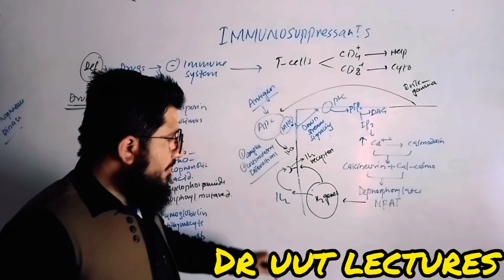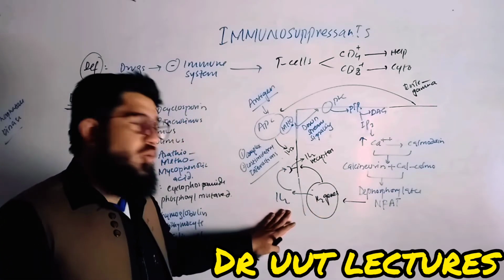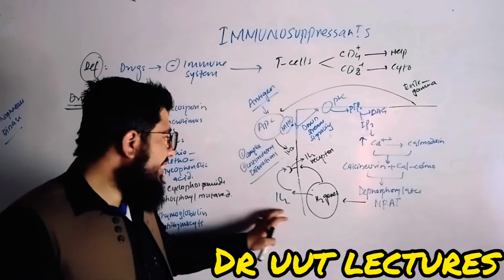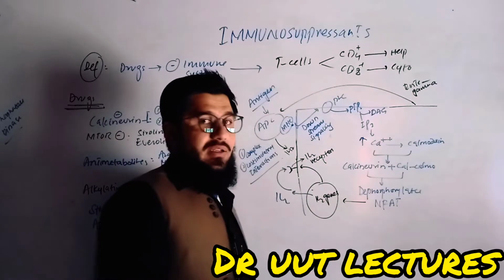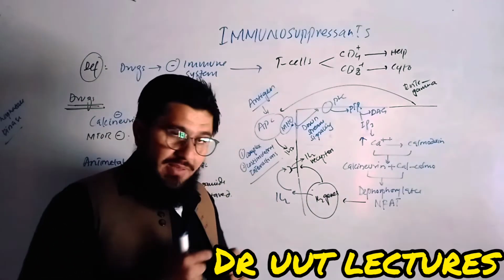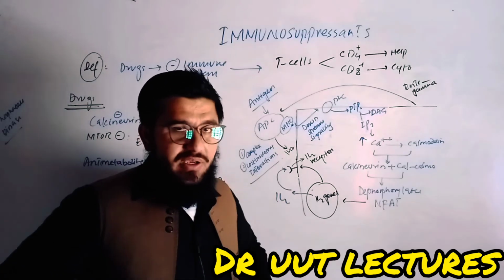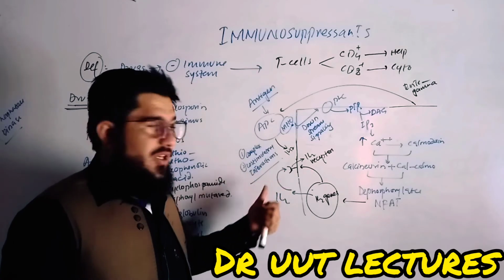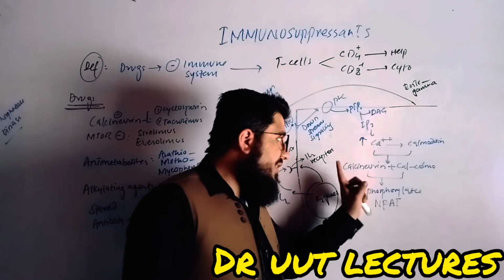So in short, this entire cascade is providing IL-2. These chemicals will act on the IL-2 receptors present on the same T cell. This mechanism is called autocrine signaling. Something is produced by me and that is acting back on me. This is called autocrine, self-acting. Autocrine signaling will take place here and that will lead towards the activation of this T cell.